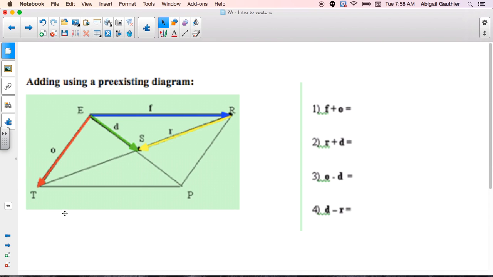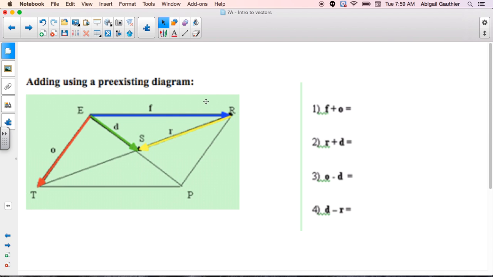Well, here I have this pre-existing diagram. It's a parallelogram, which means the opposite sides are congruent. So what we're getting at here is, let's say we travel from E to T, and we call that vector O. Not vector 0, vector O. That's the same as traveling from R to P because it has the same magnitude, because they're congruent, and it has the same direction because they're parallel. So vector O over here is also over here.